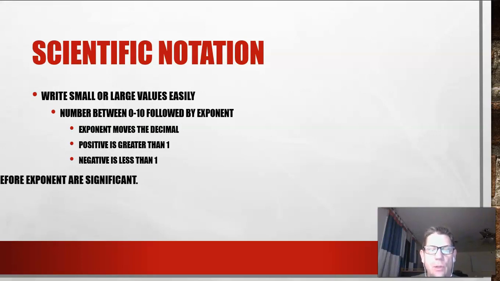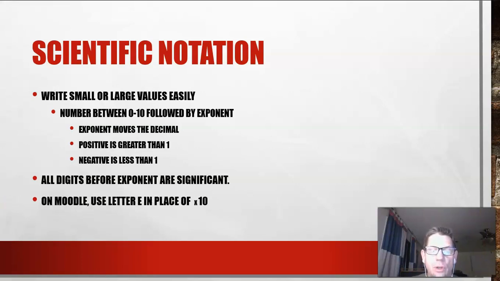For significant figures, we only look at the digits before the exponent. So that would be like if I had 2.46 times 10 to the 6th, the 2.46 are all considered significant. The exponent is not significant. The exponent only tells you how many times we need to move the decimal place around.